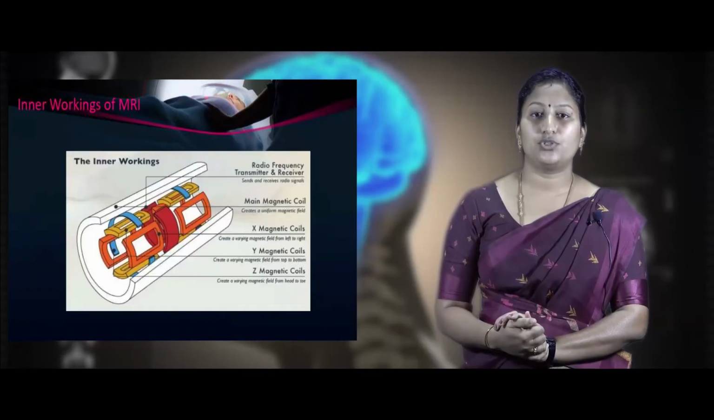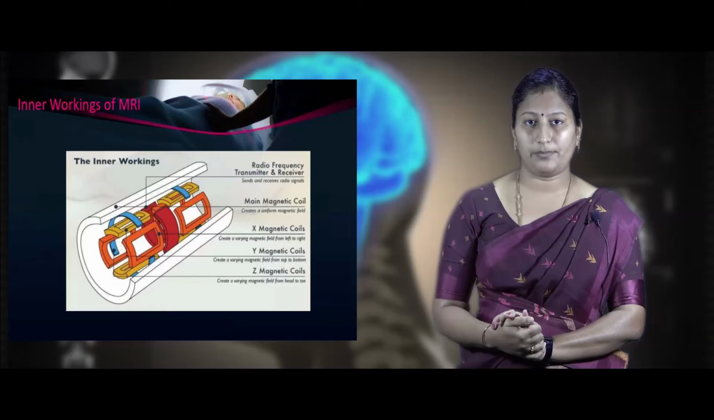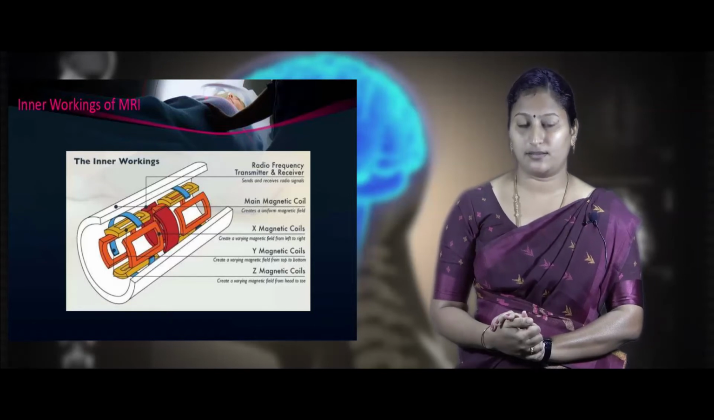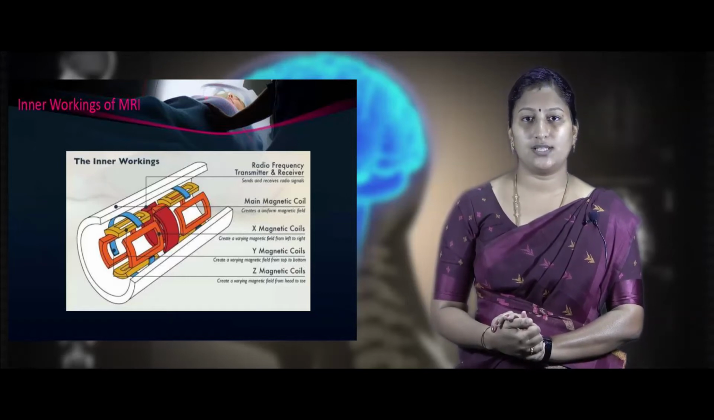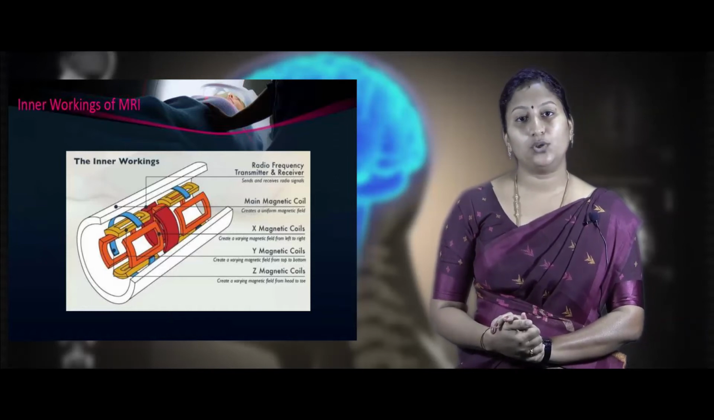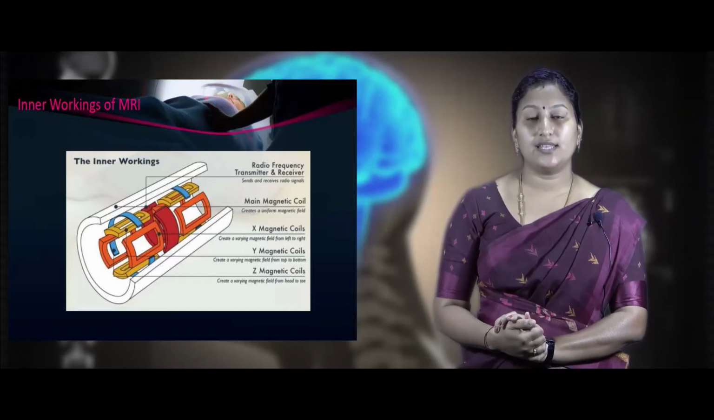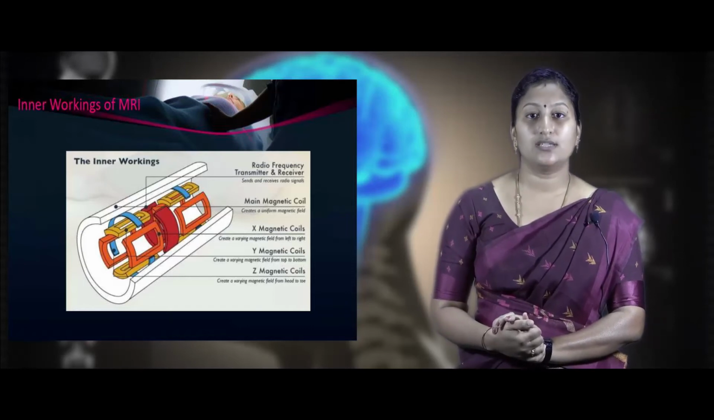This diagram shows the inner working components of an MRI scanner. They are the RF transmitter and receiver, which help in sending and receiving radio signals, the main magnet which helps in creating a uniform magnetic field, and X, Y and Z magnetic coils to create varying magnetic fields at different axes.